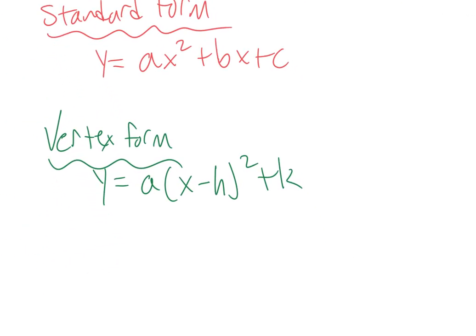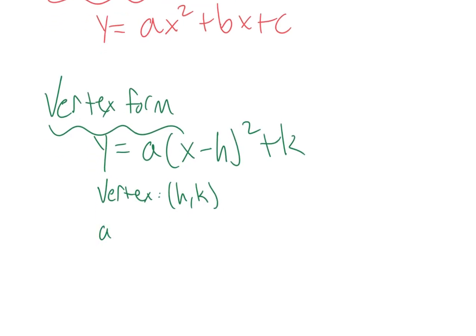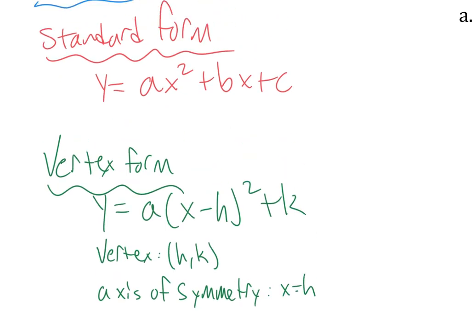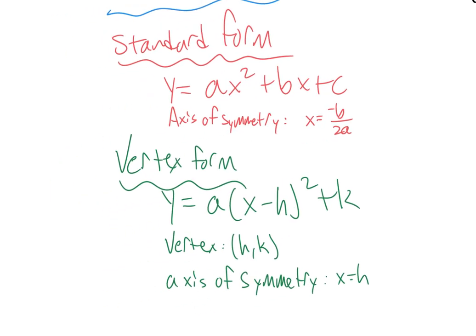Vertex form is useful because it gives us the vertex, which is at h comma k. And since the vertex is at h comma k, the axis of symmetry, which goes right through the vertex, is at x equals h. If we have standard form, well, we have an equation for the axis of symmetry. The axis of symmetry is at x equals negative b over 2a, and that's something we want to memorize.